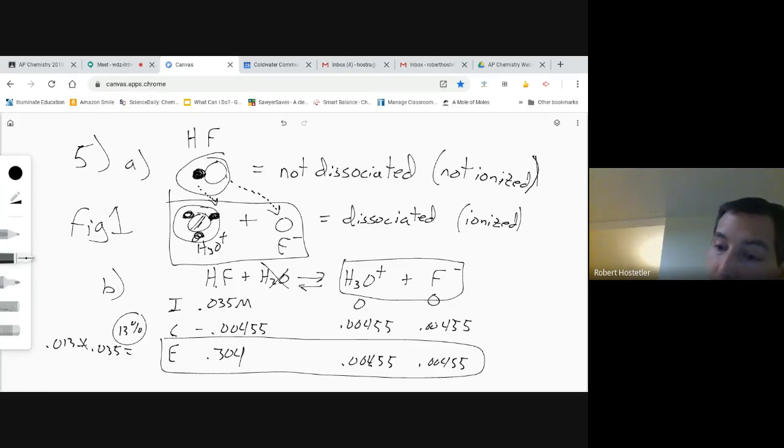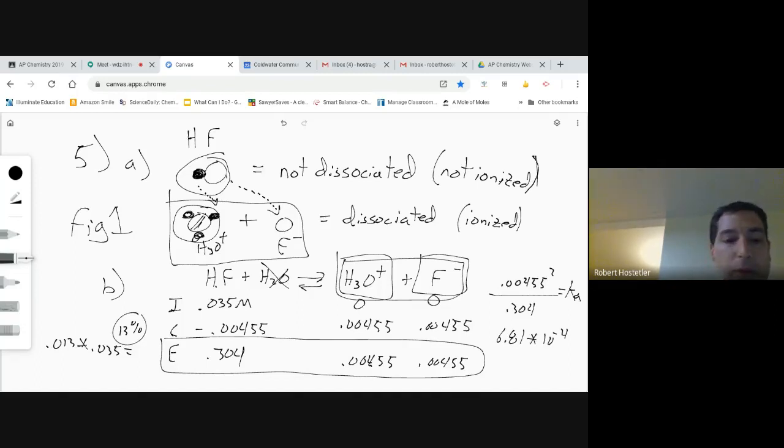So we're going to have 0.00455 squared for each of these over the part that didn't dissociate. And that is going to be our Ka. And so if you do that, you get something like 6.81 times 10 to the minus 4. So the only thing weird about that is you need to use the percentage of ionization to find out the amount that changes.